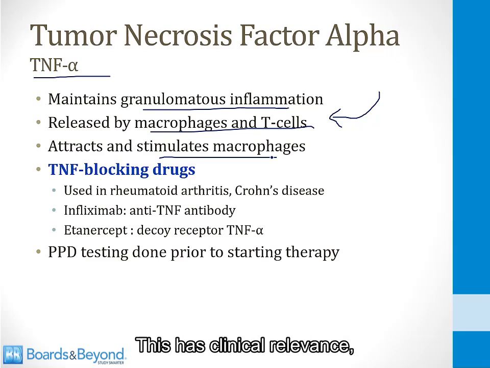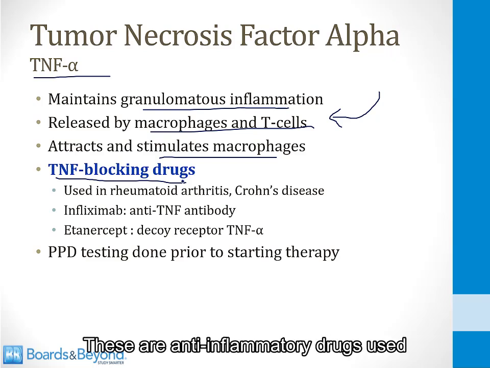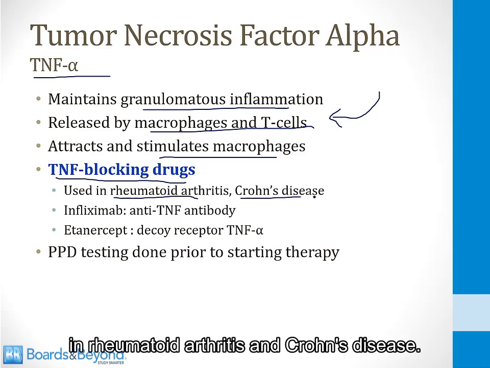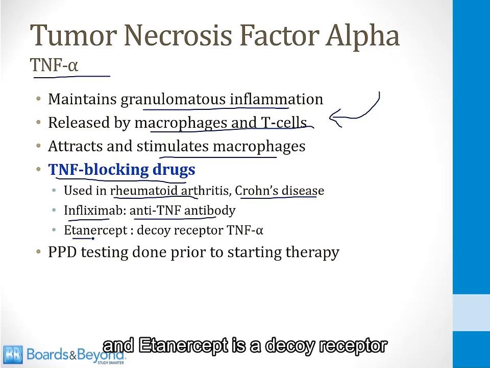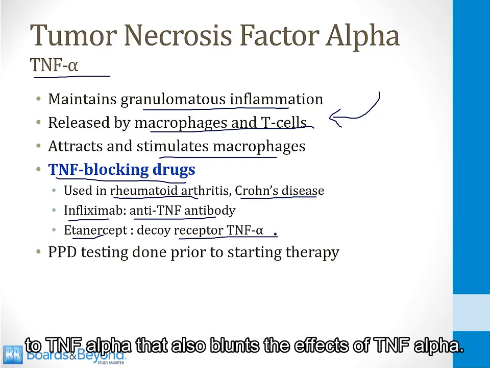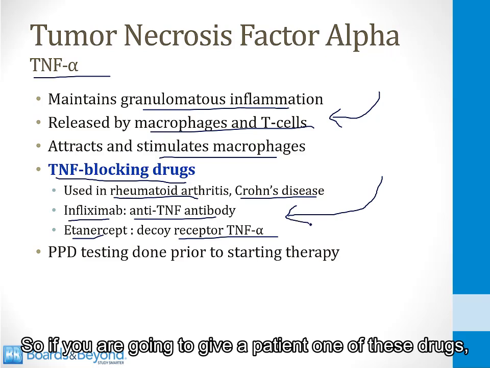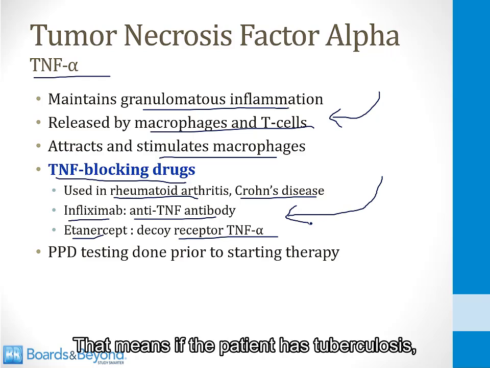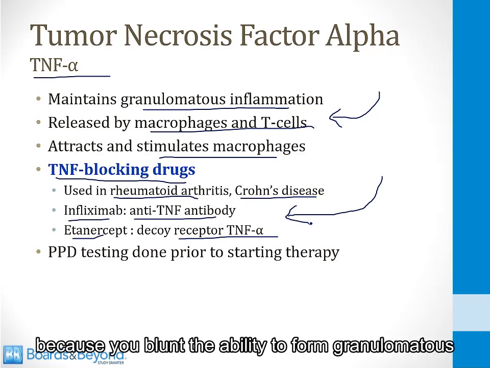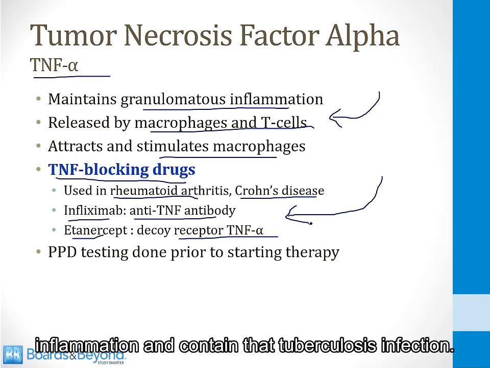This has clinical relevance because there are TNF-blocking drugs that are used in some conditions. These are anti-inflammatory drugs used in rheumatoid arthritis and Crohn's disease. For example, infliximab is an anti-TNF antibody, and etanercept is a decoy receptor to TNF-alpha that also blunts the effects of TNF-alpha. So if you are going to give a patient one of these drugs, you are going to block the ability of the body to form granulomas. And that means if the patient has tuberculosis, which is latent in their lungs, it may reactivate because you blunt the ability to form granulomatous inflammation and contain that tuberculosis infection.